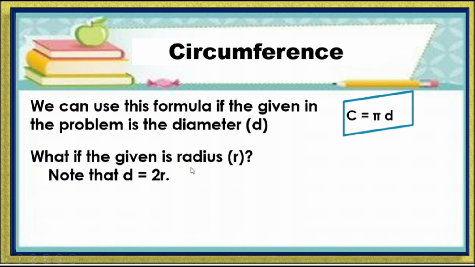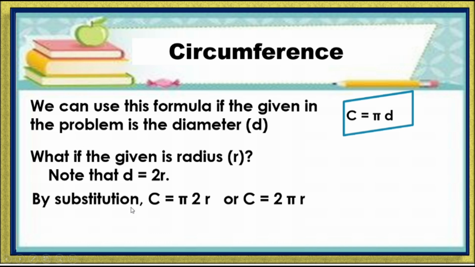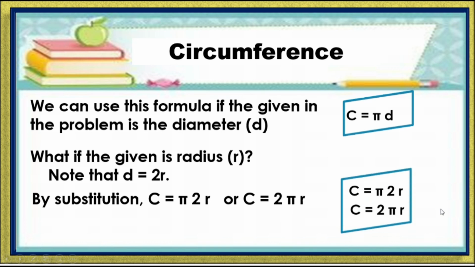And what if the given is radius? Then take note that D is equal to 2R. So by substituting into the formula the value of D, the value of 2R, this would be the representation. So 2R multiplied by pi. So we can use this one. C is equal to pi multiplied by 2 multiplied by R. Or C is equal to 2 pi R. So multiply 2 to the value of pi and to the value of the radius. Again, take note the value of pi is 3.14. So these would be the 2 formulas. This would be for if the problem involves a radius, and this would be for the diameter.